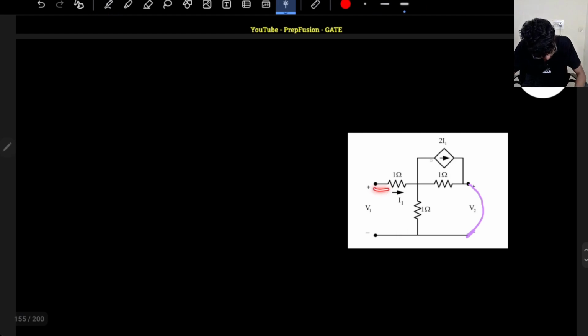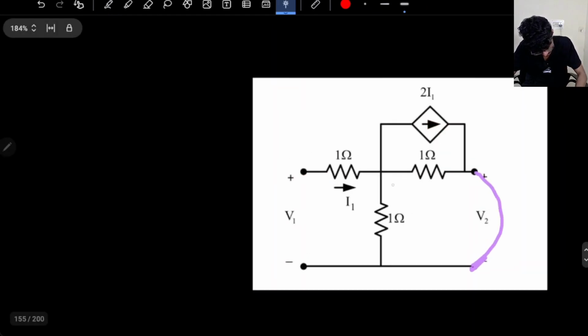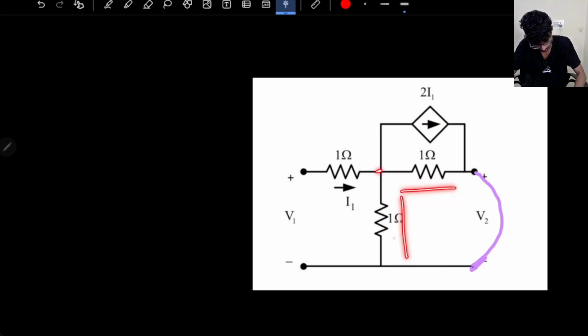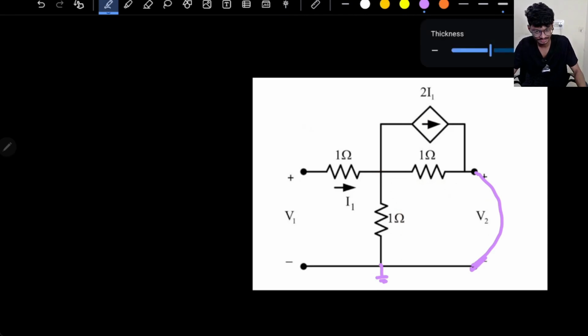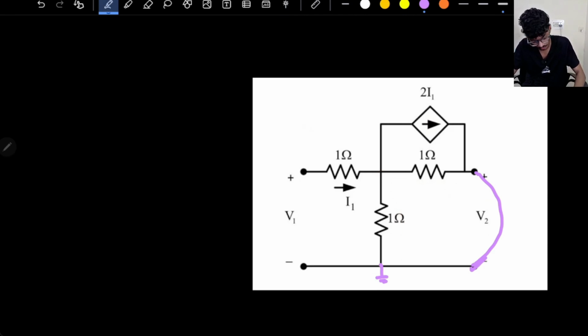So I1 is this, so this is 2I1, and here I have two branches, like this one is also going here, this one is also going here, both have the same potential. This is the same node, this is grounded, so this point is grounded. If I assume here some potential V, this will be V by 1, V by 1.